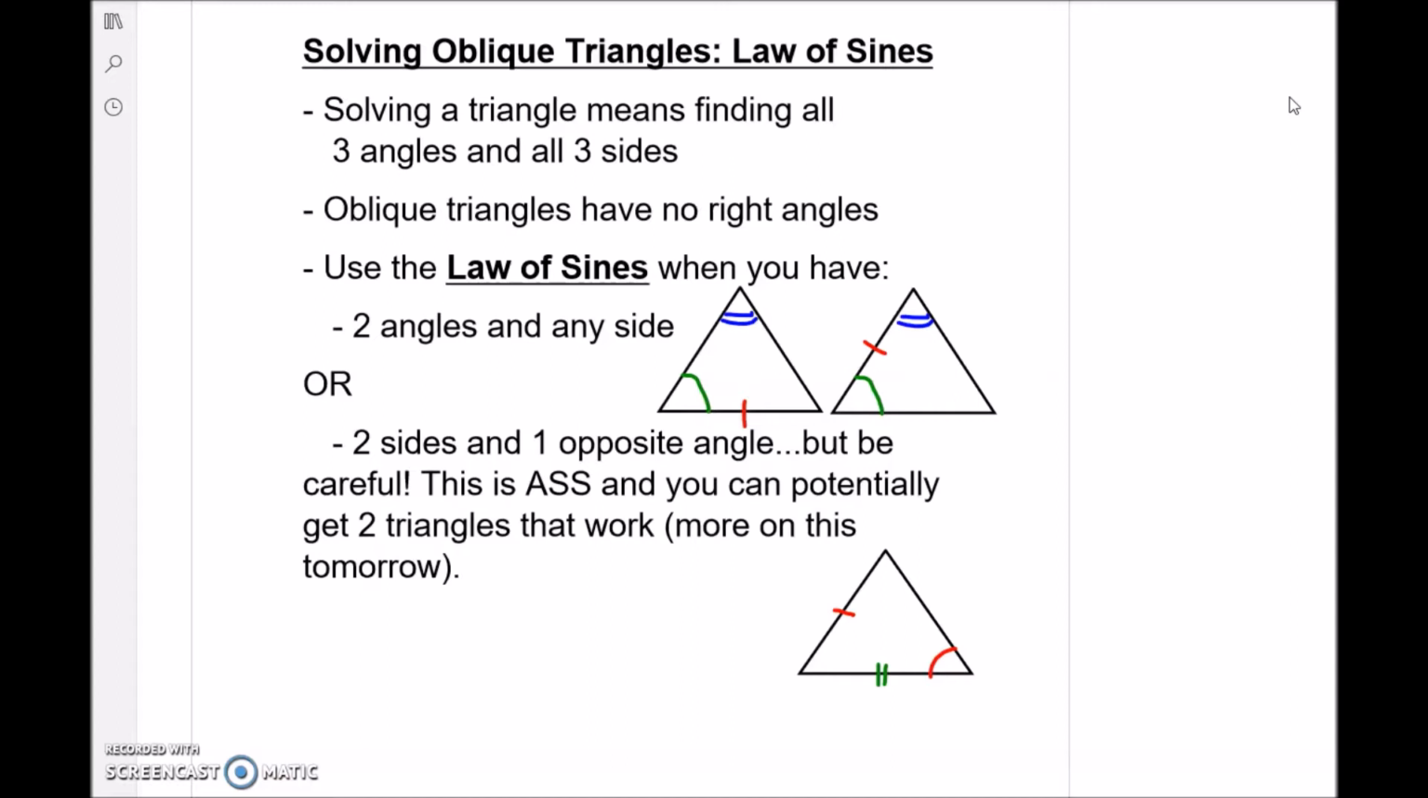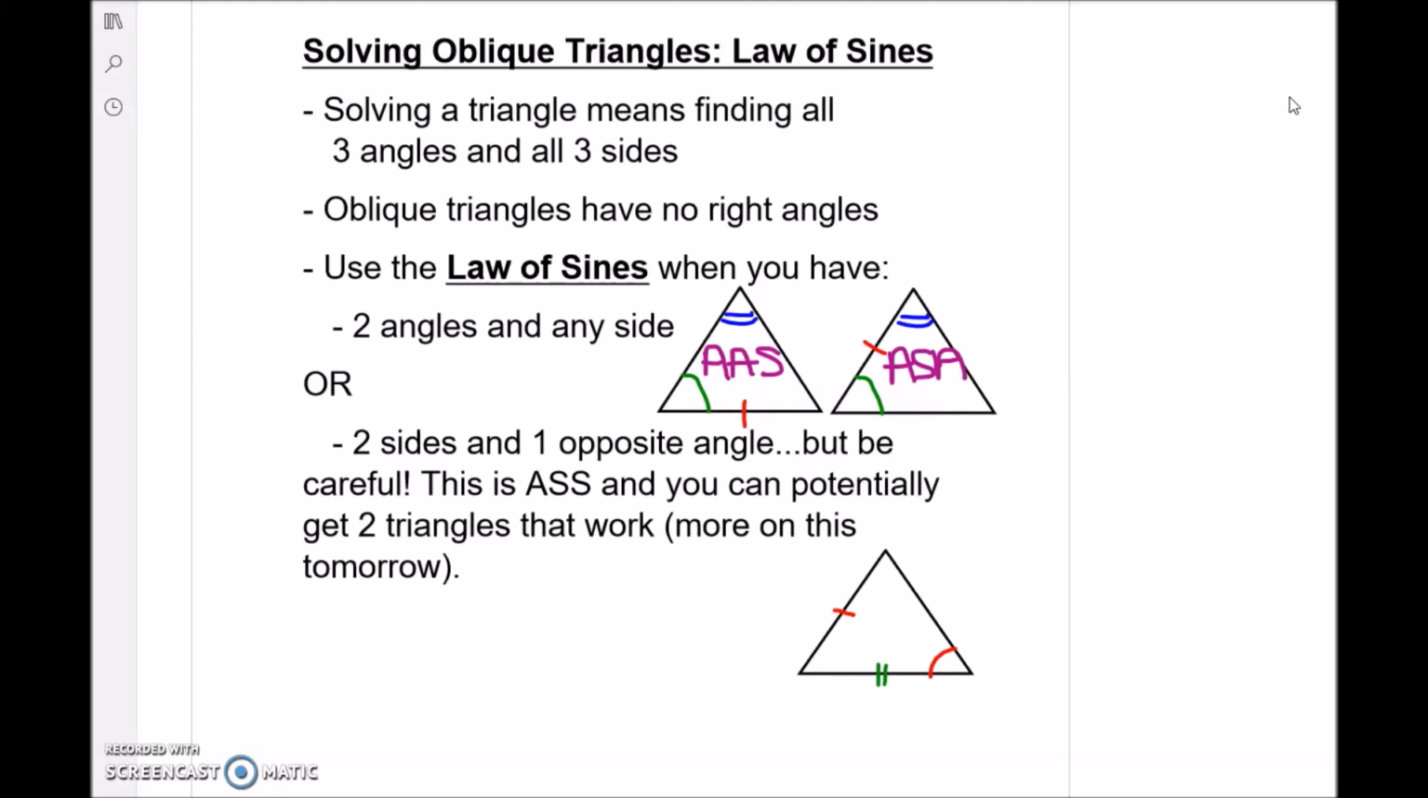We can use the law of sines anytime that we have two angles and a single side. If you remember your triangle congruency rules, we have angle, angle, side, or angle, side, angle. And those are pretty straightforward. We don't have really much to be concerned with as far as strange scenarios.